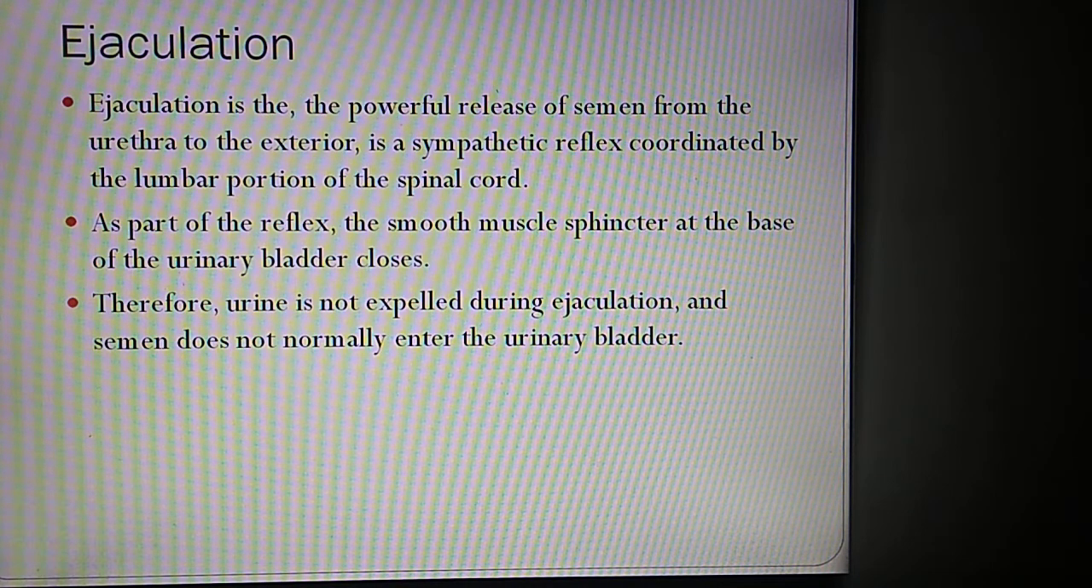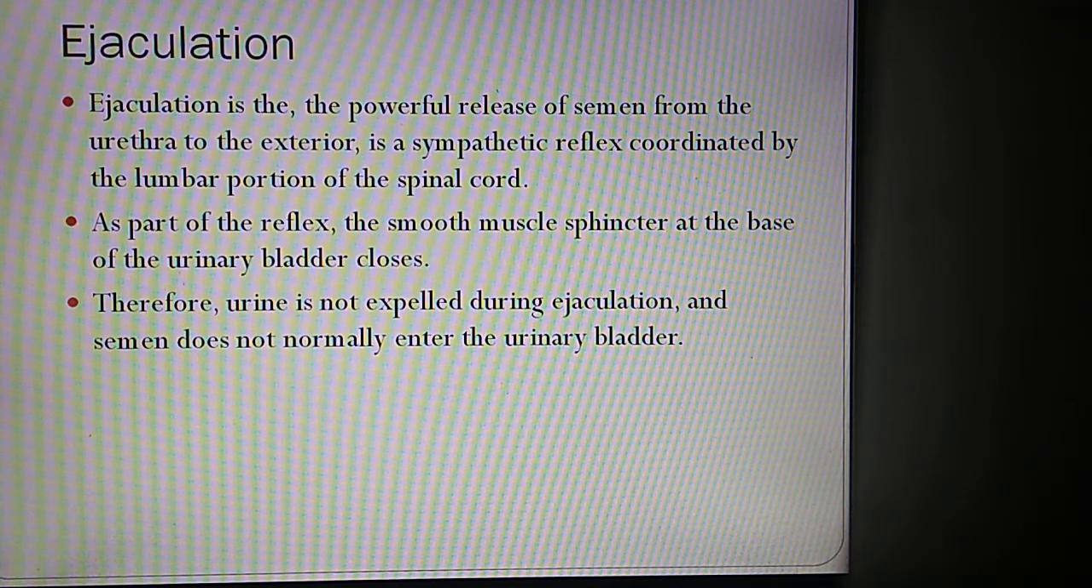Now ejaculation. What is ejaculation? The ejaculation is the powerful release of the semen from the urethra to the exterior. It is a sympathetic reflex coordinated by the lumbar portion of the spinal cord.